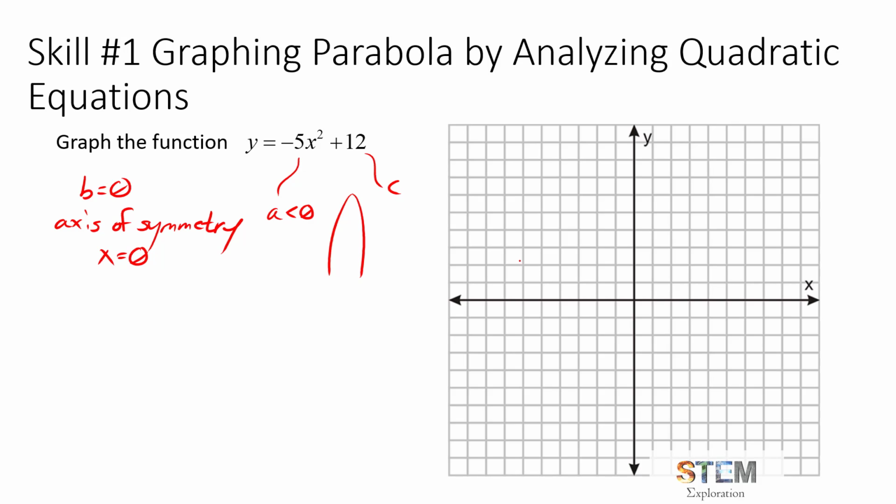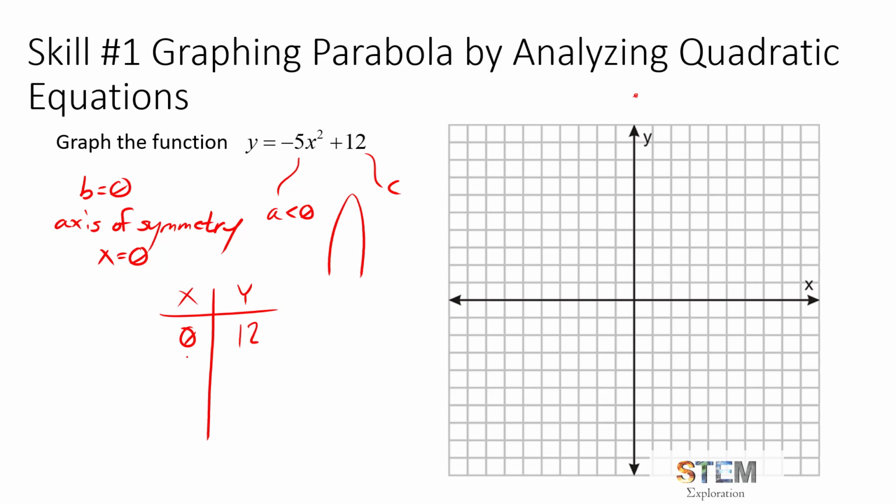Okay, so since the axis of symmetry is at 0 and the y-intercept is at 12, we can go 1, 2, 3, 4, 5, 6, 7, 8, 9, 10, 11, 12. We'll estimate where that point is. And then if we want to just plot a couple points here, again with the t-table, all you really need to do is find just a couple points. All right, so x at 0, y is equal to 12.